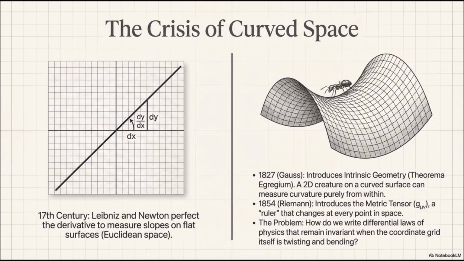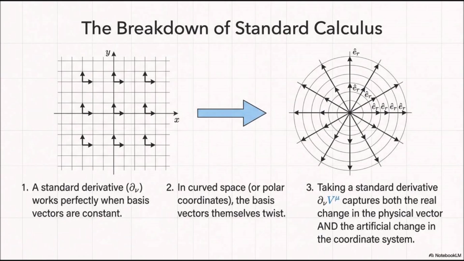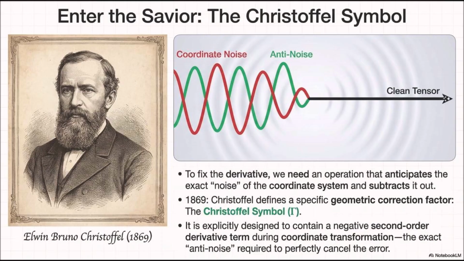It shouldn't matter if you are using a rectangular grid, a polar grid of circles and angles, a spherical grid, or an arbitrarily squiggly grid drawn on a rubber sheet. The fundamental physical change must translate perfectly across all of them without breaking. By systematically utilizing Christoffel's bookkeeping symbols, Ricci and Levi-Civita created an absolute differential calculus. They solved the 200-year-old mystery of how to do calculus on a curved surface.